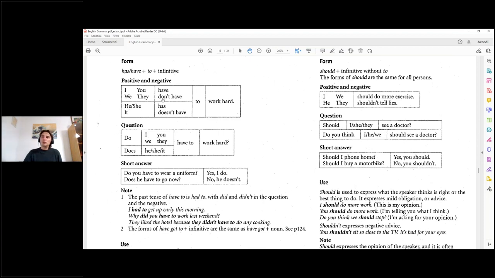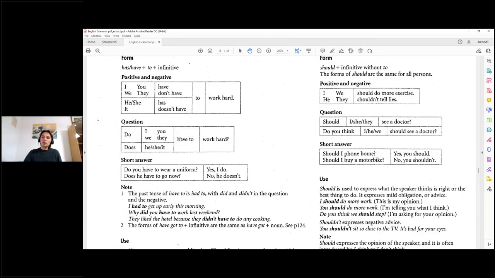This is pretty simple. It's just like the verb to have. I, you, we, they have to work hard. Ok? Noi dobbiamo lavorare duramente, insomma. Ci dobbiamo impegnare al lavoro. Or we don't have, I don't have to work hard. Remember, he, she, it has to work hard or doesn't have to work hard.